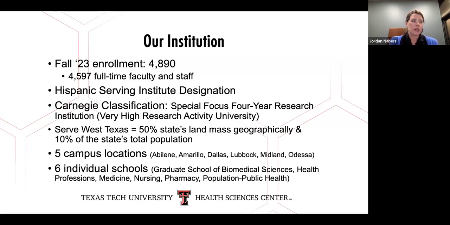Texas Tech Health Sciences Center is the leading provider of healthcare graduates in the state of Texas. And within the institution, the Health Sciences Center, we have 6 schools: School of Medicine, School of Nursing, School of Pharmacy, School of Health Professions, the School of Population and Public Health, and the Graduate School of Biomedical Sciences. And these 6 schools are distributed throughout our 5 campuses.